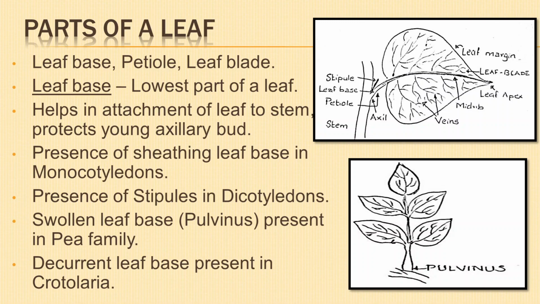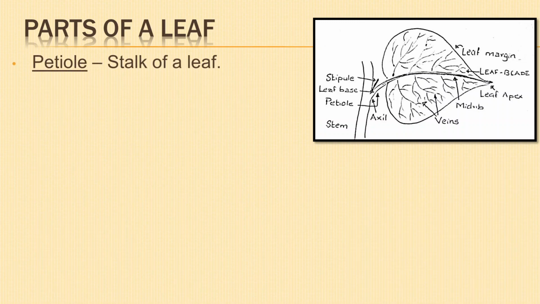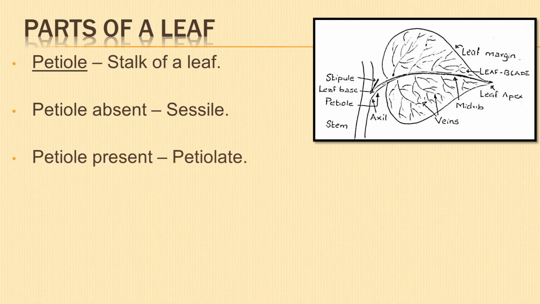Another part of the leaf is the petiole. The stalk of a leaf is known as the petiole. Leaves that do not have a petiole are called sessile and are directly attached to the stem, as in Calotropis. Leaves with petiole are called petiolate, as found in hibiscus.